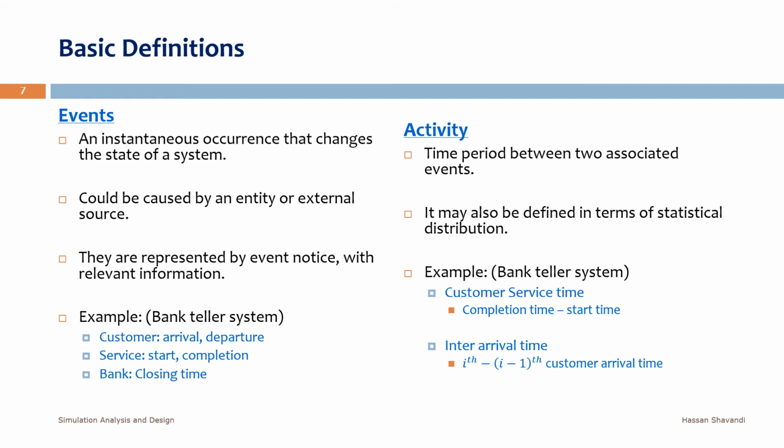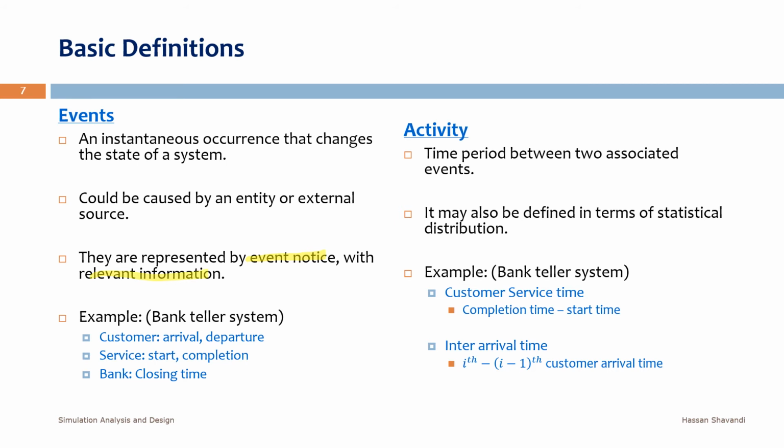Okay. The events are instantaneous occurrences that change the state of the system. So any event is an occurrence that changes the state of the system. They could be caused by an entity or an external source. Usually they are represented by an event notice. So we'll have an event notice in our simulation model for the events, with relevant information. Let's have an example here.